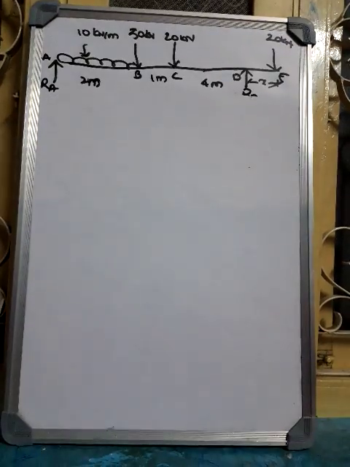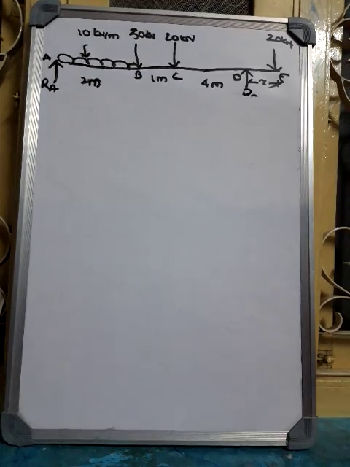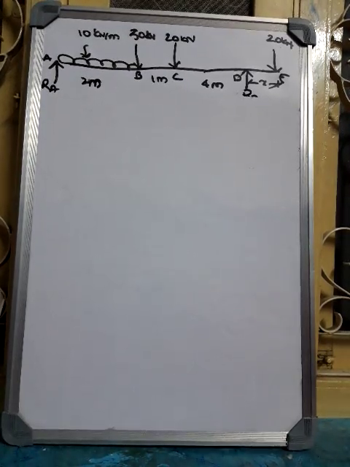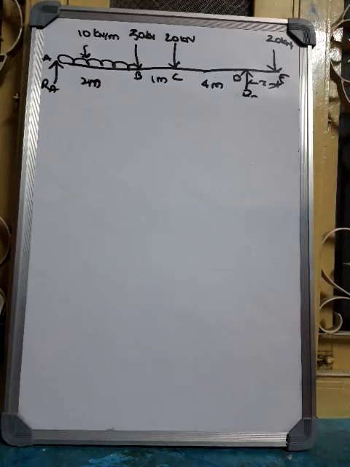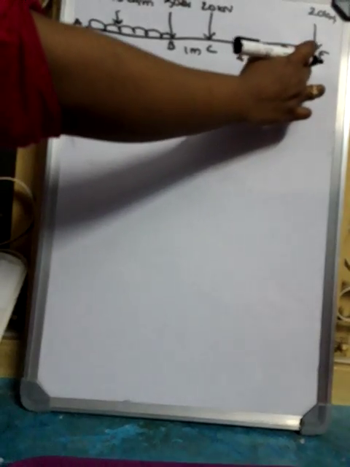Hello everyone. So let us solve this problem today. The question is: determine the distance x in the figure such that RA and RD are equal. So RA and RD are given, these two things are equal. You are supposed to calculate the value of x here.